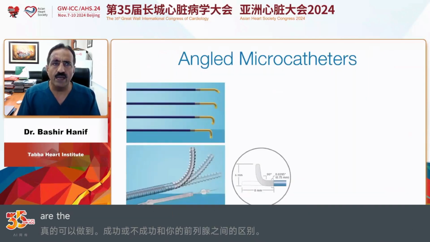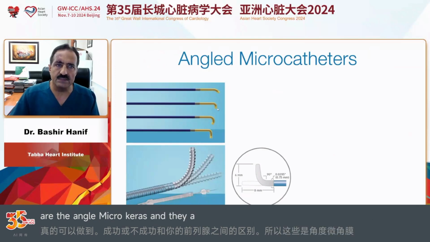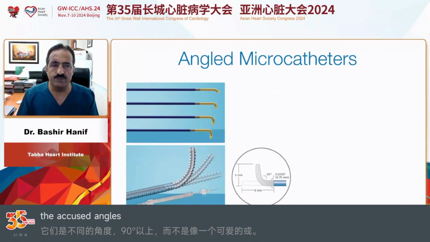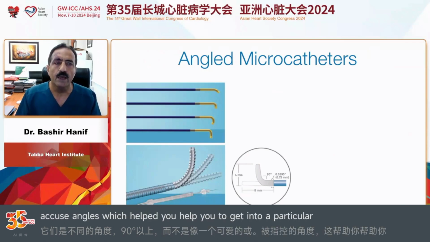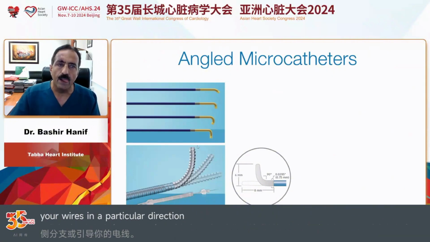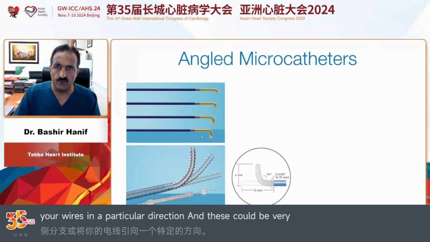So these are the angled microcatheters, and there are different angles, 90 degrees, and more acute or obtuse angles, which help you to get into a particular side branch or direct your wires in a particular direction. And these could be very useful as well.